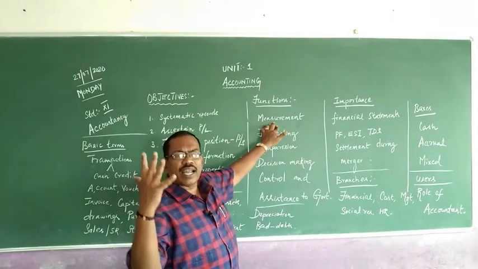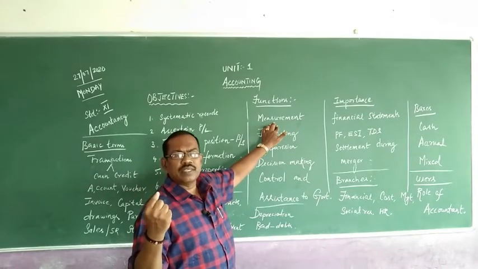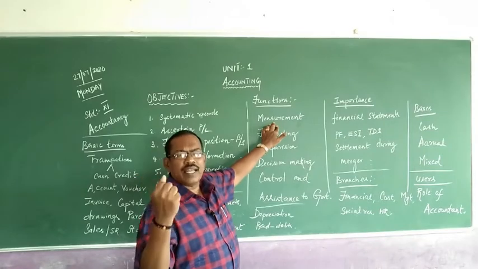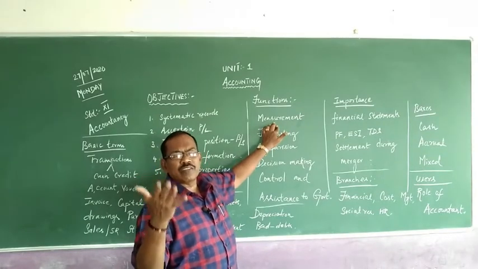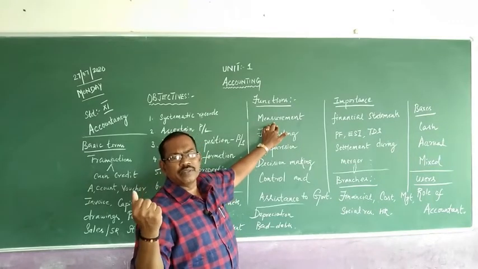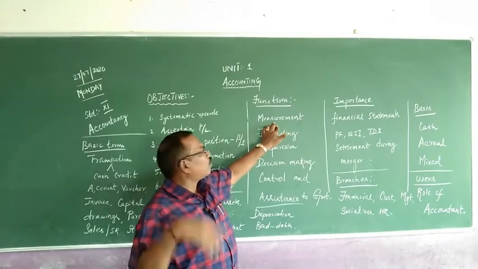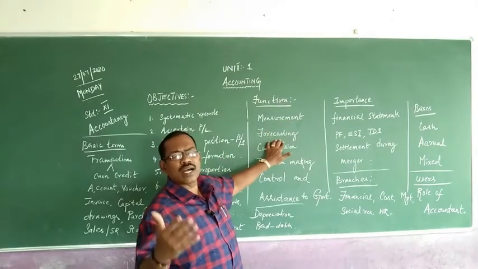Whether we are traveling in the right direction, whether we are making unwanted expenses, whether we are paying more salary, whether more people are employed. Suppose 10 people are required, and if you employ 15 people, what will happen? So all these things you come to know through accounting. That is measurement. Then forecasting.